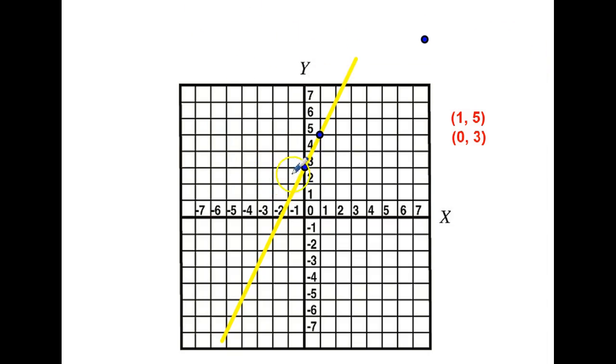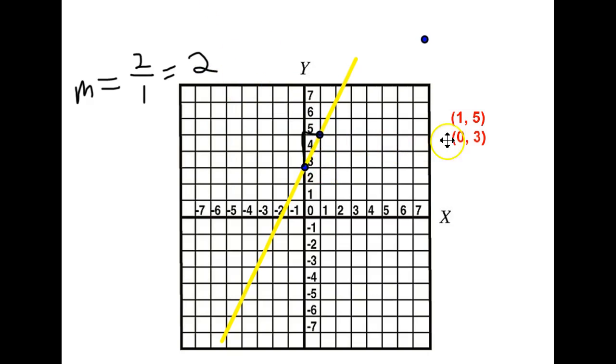When I calculate the slope, I go up 1, up 2, and then over 1. So the slope for this line is going to be 2 over 1, which is just 2. So this line has a slope of 2.